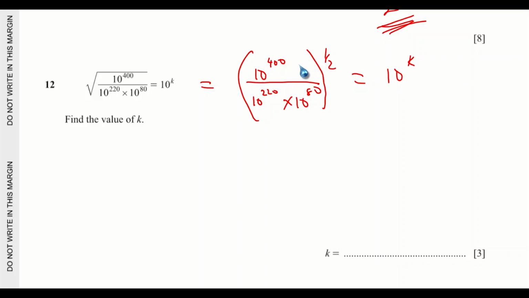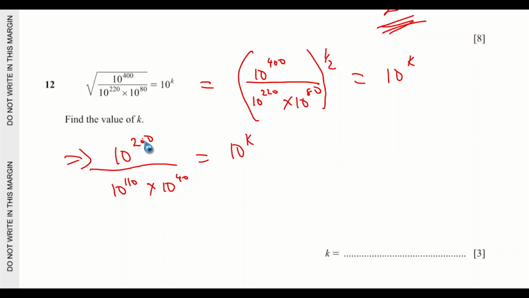Now we need to open the bracket, that is the power law. So we multiply each of the powers by a half. That implies 10 to the power of 400 times 1 over 2, which gives us 200, over 10 to the power of 220 times 1 over 2, which gives us 110, times 10 to the power of 80 times 1 over 2, which is 40, equals 10 to the power of k.